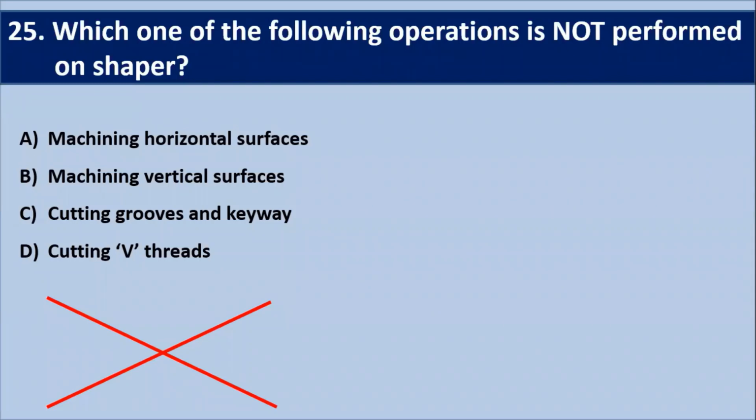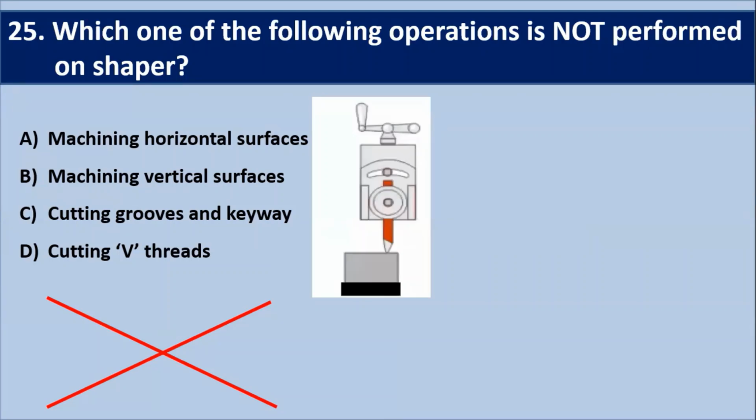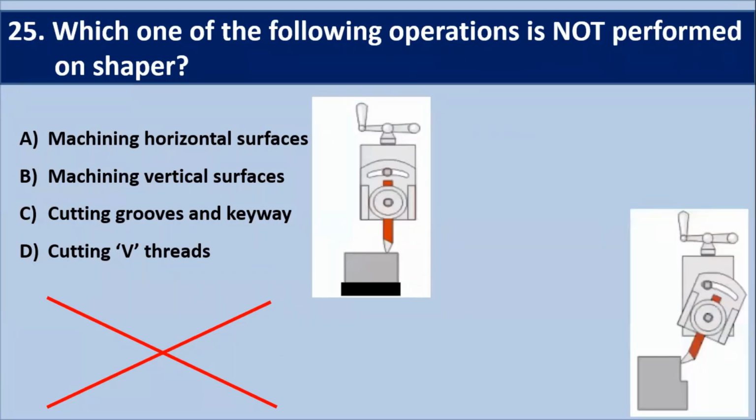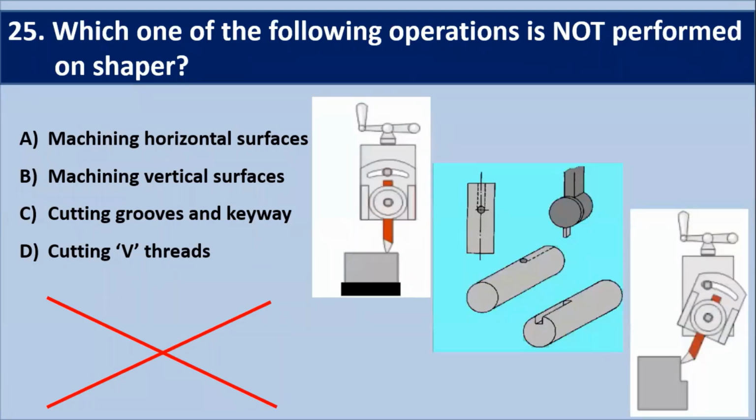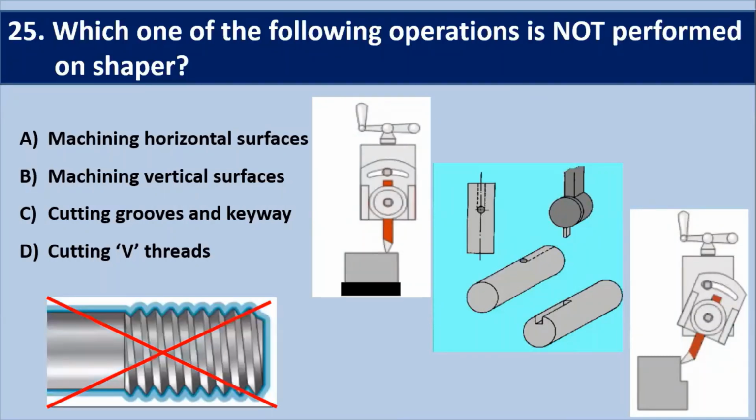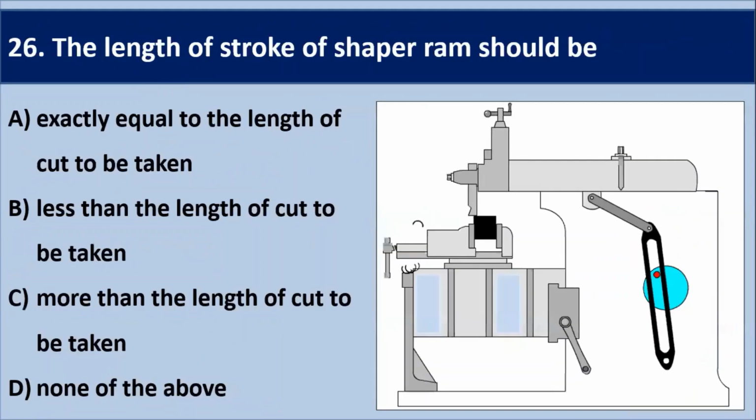Next, which one of the following operations is not performed on a shaper? You can see we can perform the horizontal surface, we can perform the vertical surface also, even we can perform the grooves and keyways, but we can't cut V threads. And that's why our answer is D, cutting V threads. Such an operation is not performed on the shaper machine.